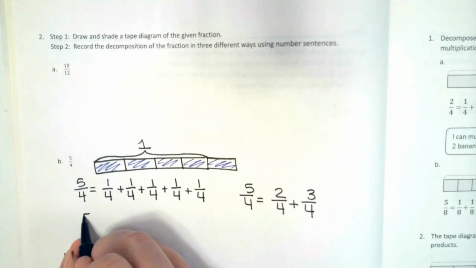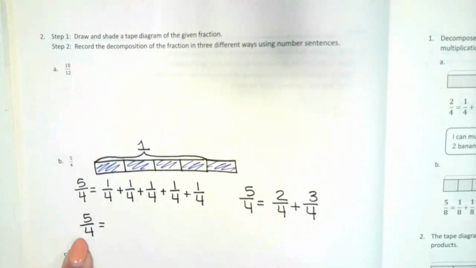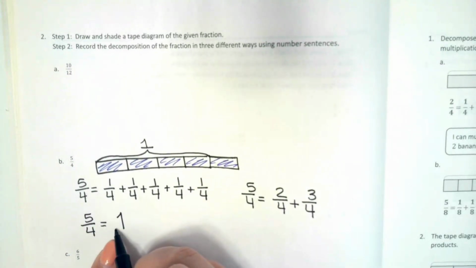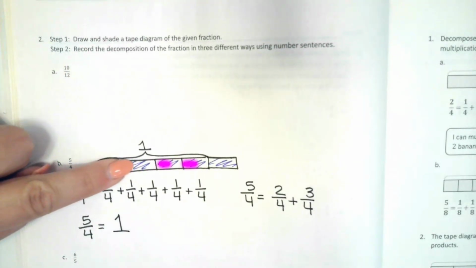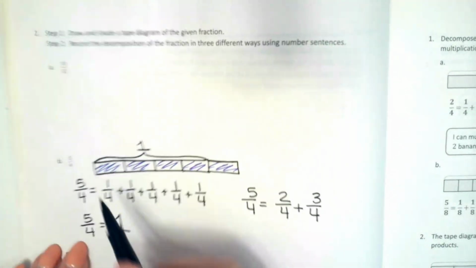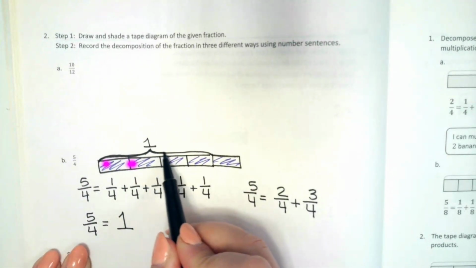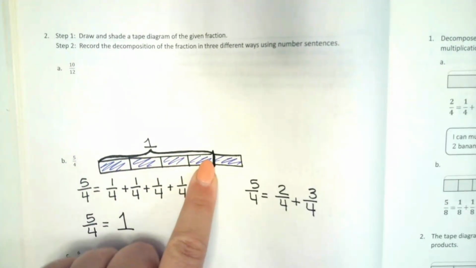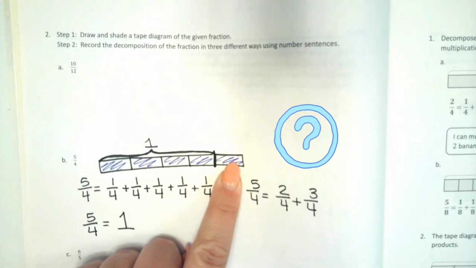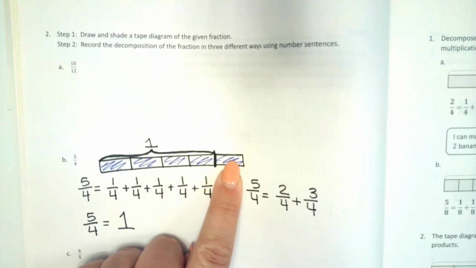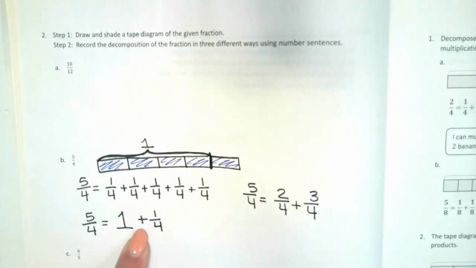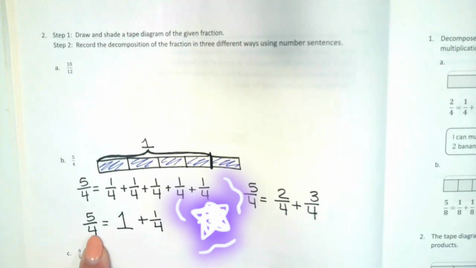Okay, let's do one more way. 5/4 equals. This time, let's start with 1 whole. Look at our tape diagram. Where's 1 whole? It goes all the way to 4/4 right here. Plus, how many more fourths to get to 5/4? Plus 1 more fourth. So 1 whole plus 1/4 equals 5/4.